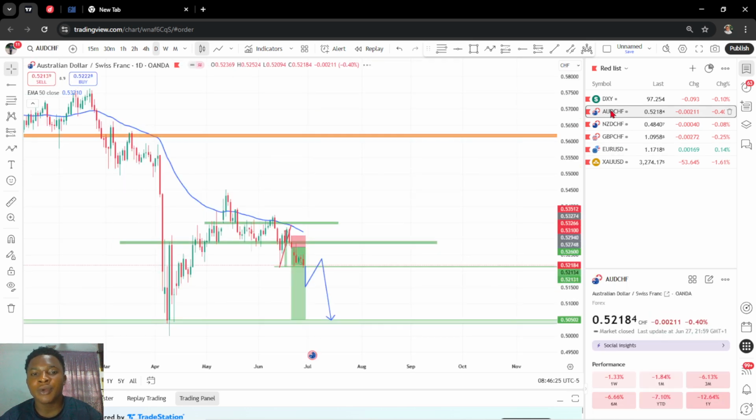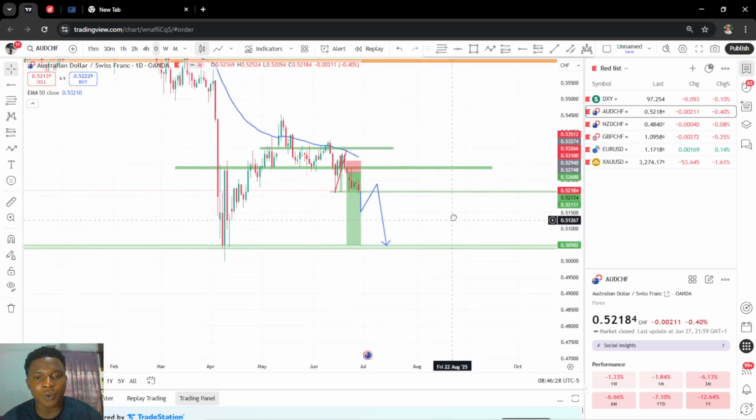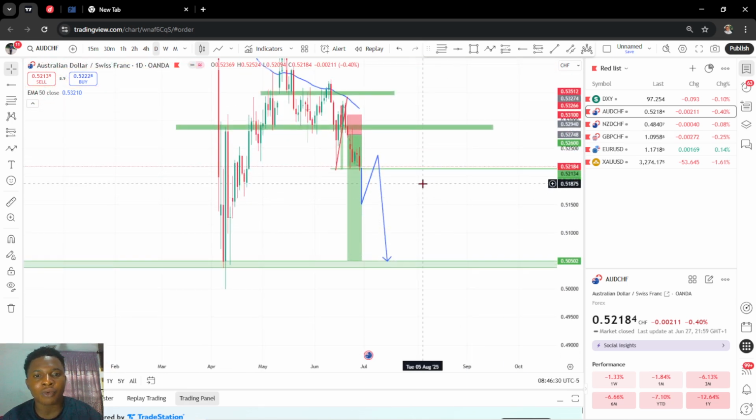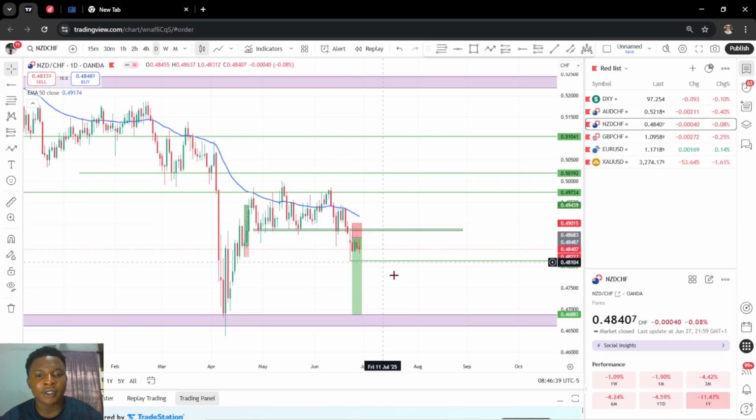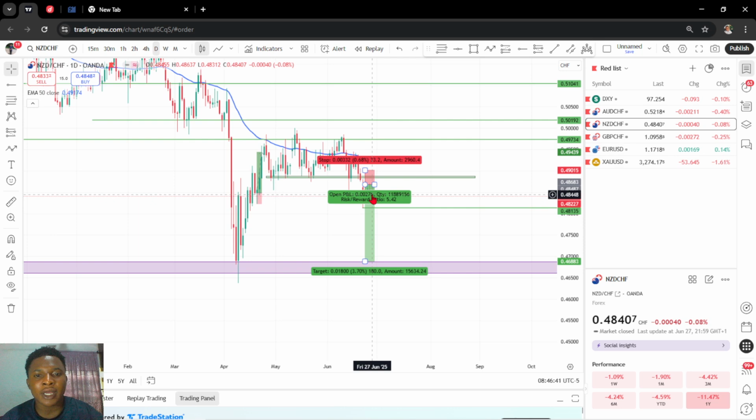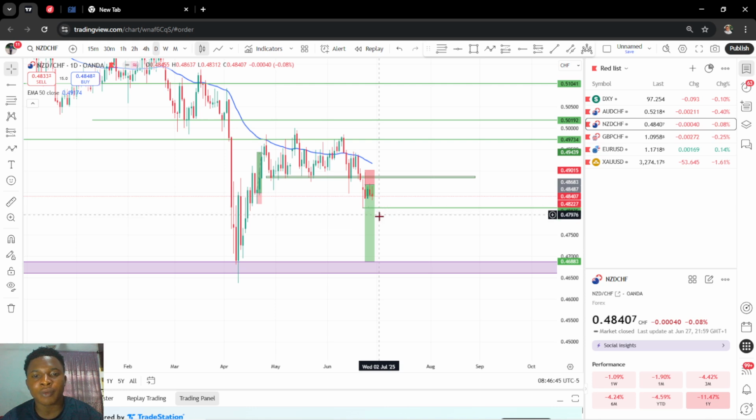So on AUDCHF, you guys can see what exactly I'm waiting to happen. Let the market break and retest back for me to enter more sell positions. Then on NZDCHF, same thing. Either the market wants to pull back again to this level, or we'll wait for it to break below and test this level again.